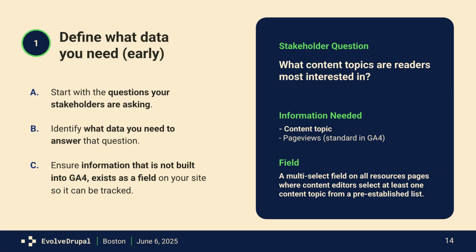And then we want to make sure that that information exists on the back end. So kind of what I was saying in terms of the content being really well tagged, that's important, right? Because that's the data that you can leverage to be able to do this. So if the data doesn't exist, you can't track it. So it's important to be thoughtful, right, as you're structuring your site, that you're thinking about setting this up early. So for example, for them, a multi-select field in all resource pages where content editors select at least one content topic from a pre-established list, right?